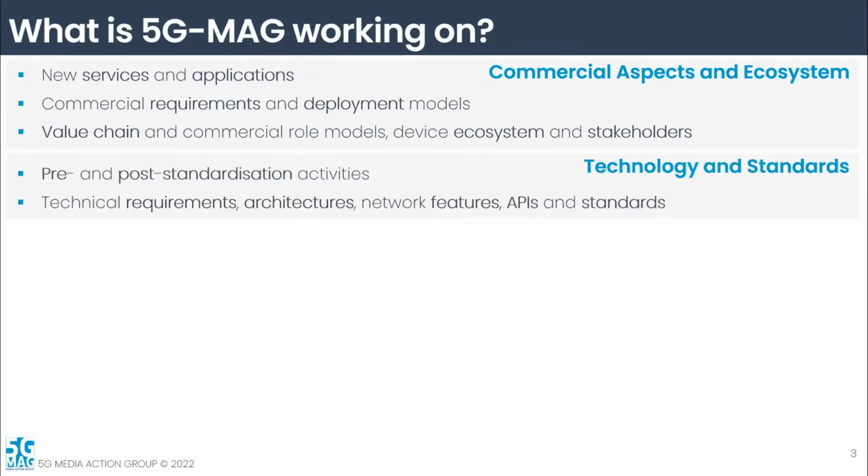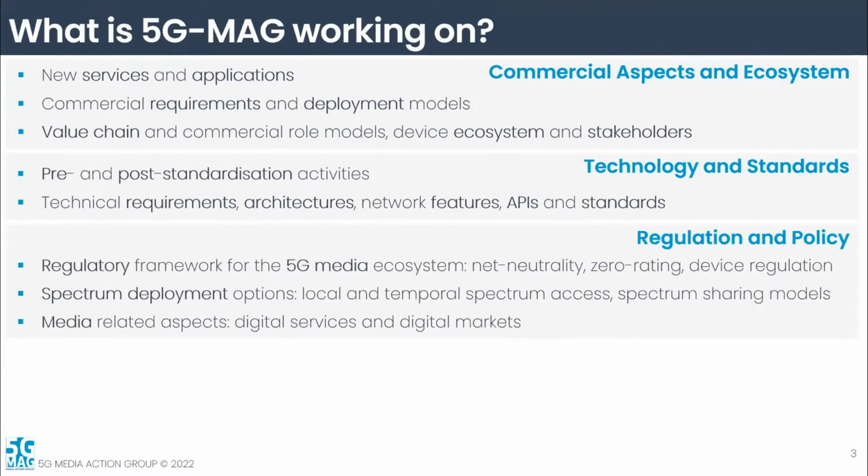models. We have technology and standards. So it's not only the post-standardization activities, which we will talk about in a few minutes, but also pre-standardization activities. This includes technical requirements, architectures, network features, APIs, and standards. There is the regulation and policy group. It deals with the regulatory framework of the 5G media ecosystem, the spectrum deployment options, and all the media-related aspects.